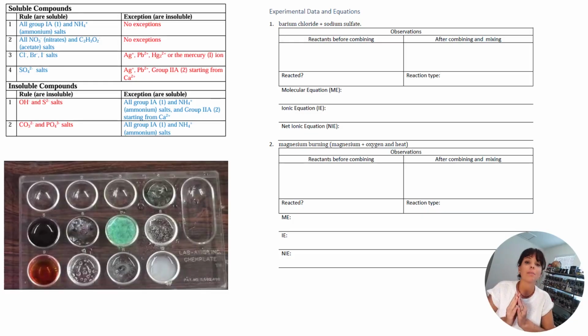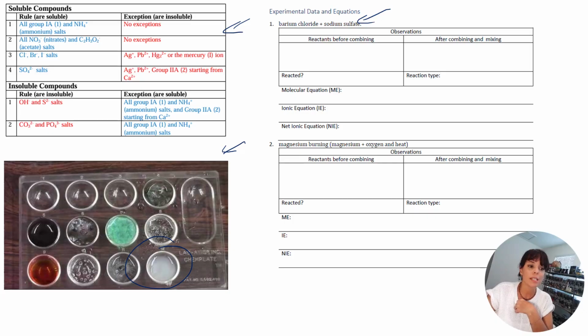So in the procedures in lab 7, you will find the solubility table, which is very important to understand how to use, and also the video with the lab. In the lab, the instructor will show you different types of reactions with different elements. It starts with the first one over here that occurs between barium chloride and sodium sulfate.